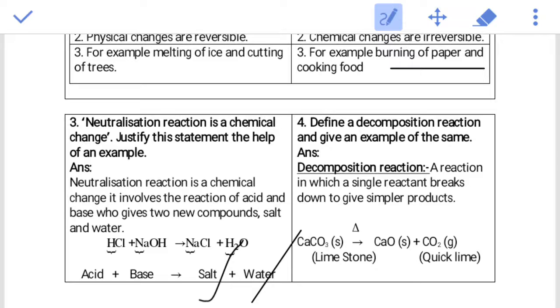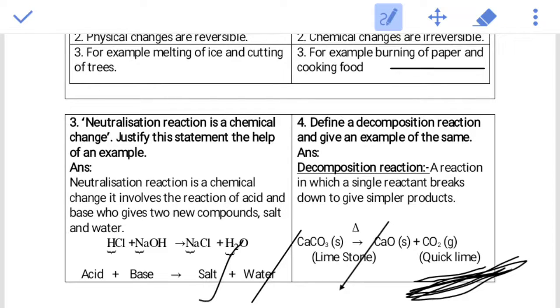And question number 4 is a decomposition reaction. Definition: a reaction in which a single reactant breaks down to give simpler products. A simple definition, single reactant. In the example, the single reactant is calcium carbonate. Calcium carbonate is also known as limestone. The triangle symbol shows that it is in the presence of heat. In the presence of heat, calcium carbonate, limestone, breaks down into calcium oxide. Calcium oxide's common name is quicklime.